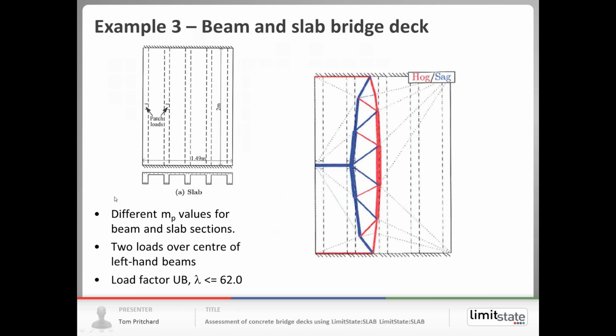Obviously they'll have different MP values, and we're going to look at the case here where we have two loads over the center of the left hand two beams. So in the middle there, I don't know if you can see, there are two squares, and they correspond to the points of these patch loads, and the load factor of the upper bound, which was found in Jackson's thesis, was 62.